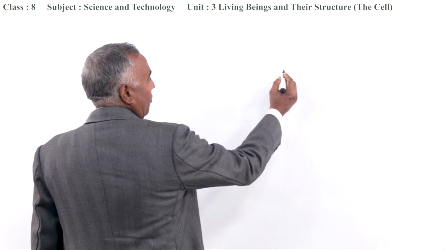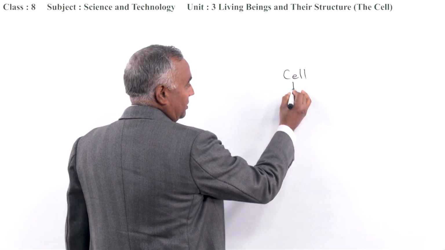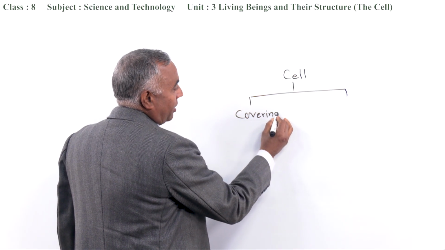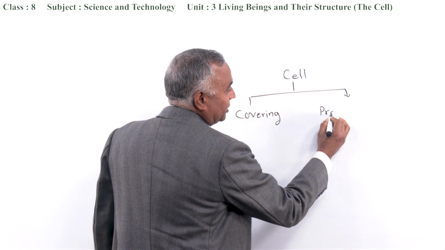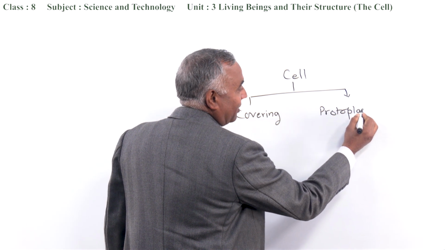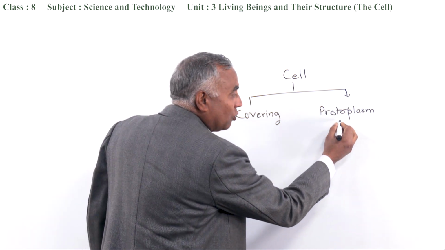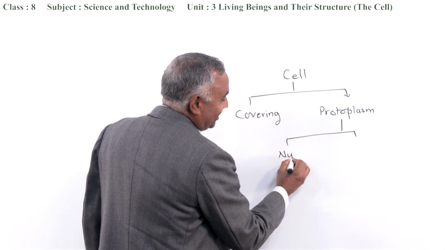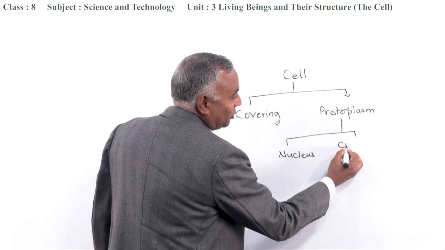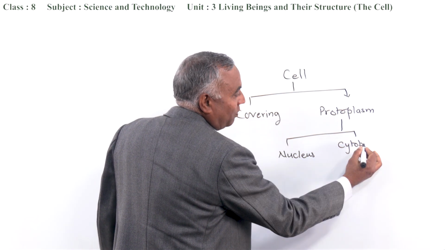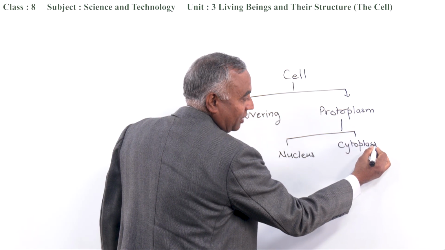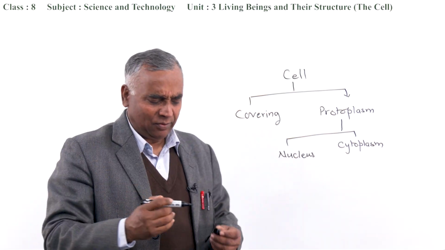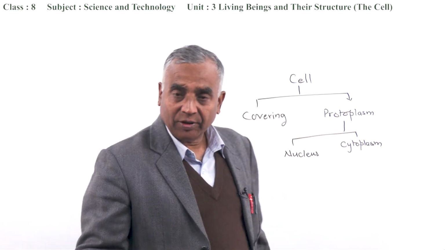Inside the cell, in fact, the cell has a covering and then protoplasm. Don't be confused by it. This protoplasm has two parts again. One is the nucleus and the next one is cytoplasm. So here protoplasm is skipped, not told. What is cytoplasm? I will show you, don't worry.